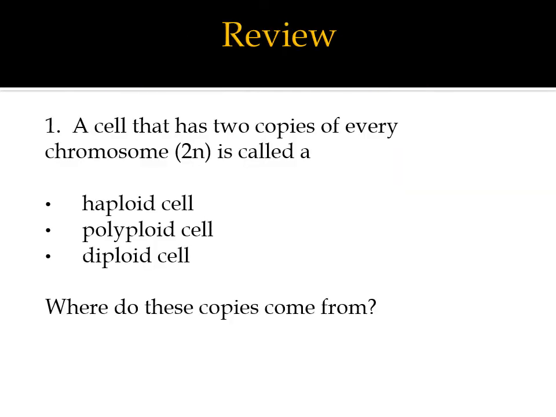Looks like I gave you 4 practice questions. Let's do them right now. A cell that has 2 copies of every chromosome, we could refer to as 2n, is called what? What does it mean when you have 2 copies? Well, the prefix for 2 is di. That's going to be diploid cell, and that's most of our body cells. Those are the somatic cells.